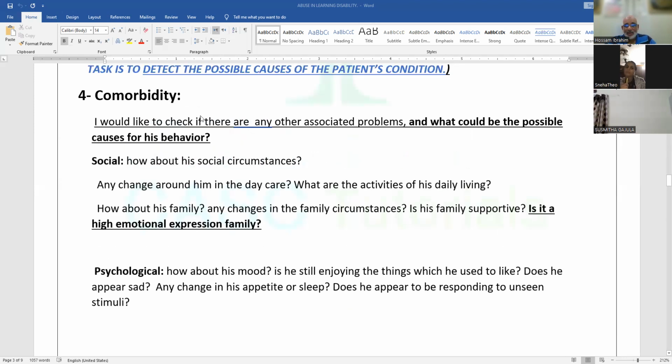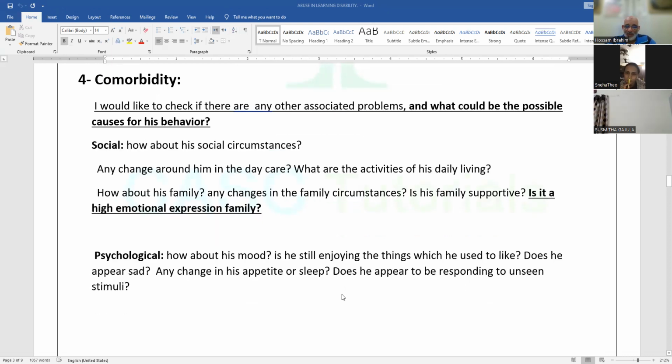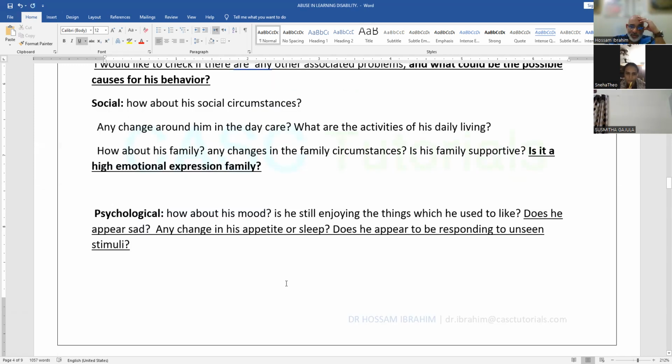Then go through the other comorbidity items. You ask about the social, ask about the psychological, how about his mood, etc. Ask him if he is responding to unseen stimuli. Very important to ask this. The depressive symptoms in those who have mental problem, low IQ is difficult to detect. So just ask about the anhedonia, and if he appears sad, and change in the vegetative symptoms. These are the main questions for those who have low IQ if you want to ask about the depression. Are you with me, doctor?